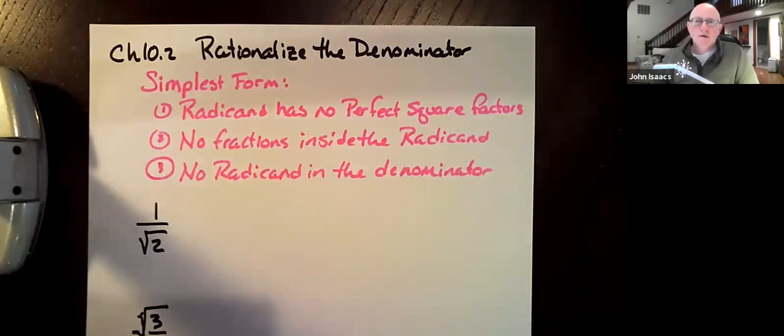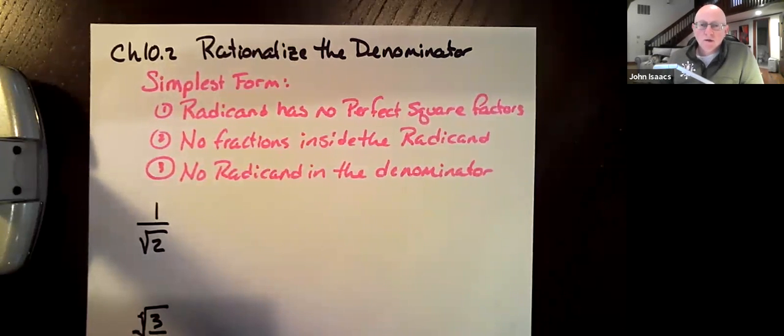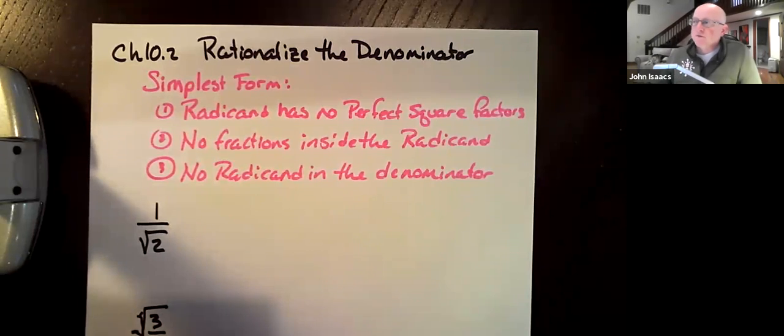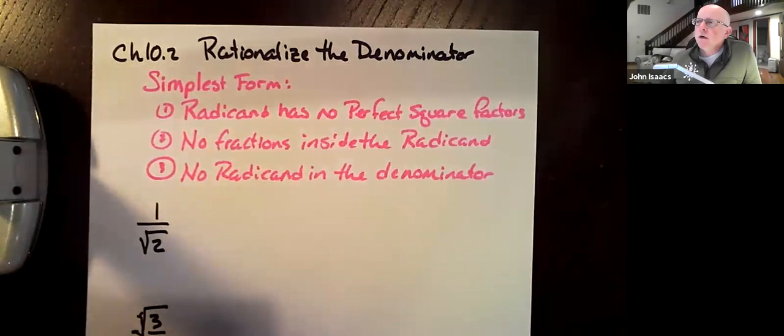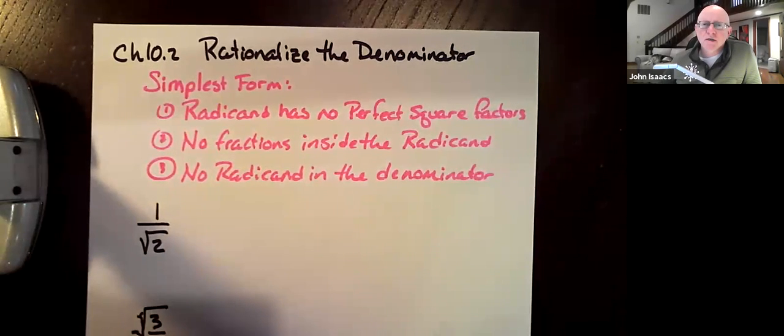Hi, everyone. Here's part 3 of our chapter 10.2 chapter on radicals. This should be a pretty quick video. This is the last one. Talk about rationalizing the denominator.